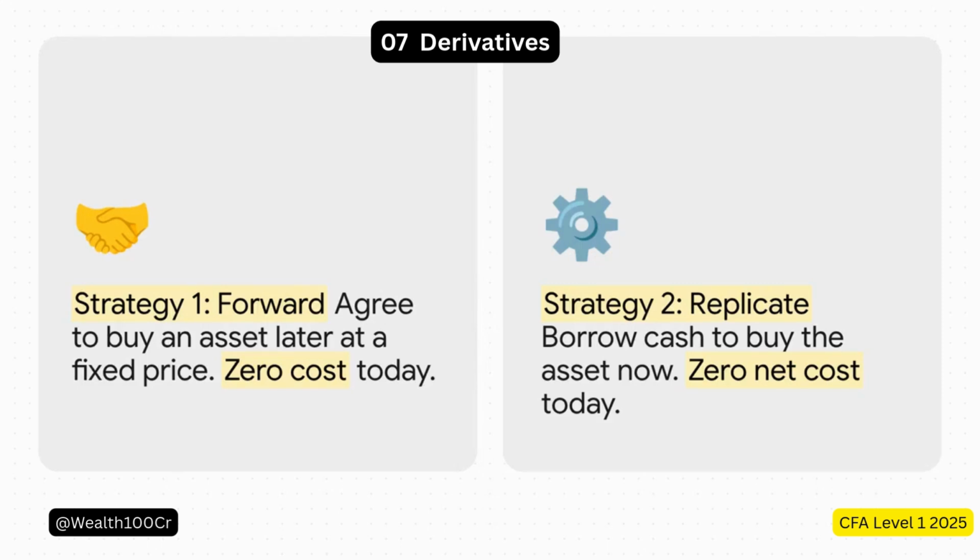Look here, 2 strategies to get gold in 3 months. Strategy 1 is simple. Just agree on a price today to buy it in the future. Strategy 2 is our photocopy method. We borrow money and buy the gold right now. Now look at the final result for both. It is exactly the same. And because the market has our golden rule, no free lunch, these 2 strategies must be related. They must have the same value.